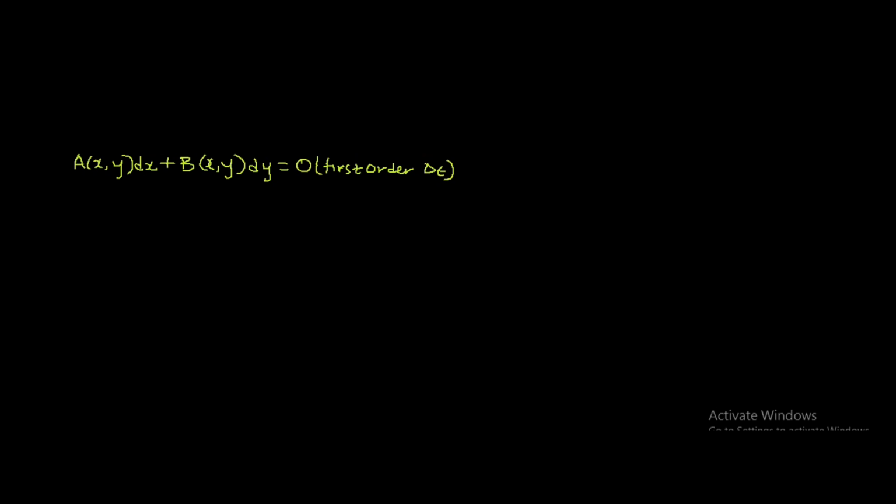This can also be written as A(x, y) dx + B(x, y) dy equals, instead of putting 0, we'll now put du. You can rewrite it this way, and I would like to call this my equation 1.